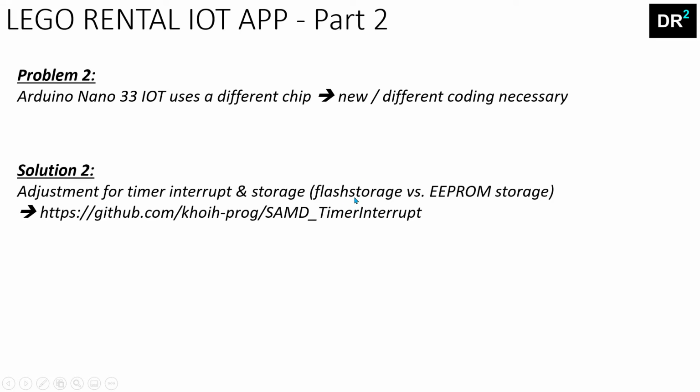And here we use a flash storage instead of this EEPROM. And the timer interrupt is different. And what I used is here an example from GitHub that calculates the rotation per minute, basically. And I adjusted that for my example to measure the distance and the kilometers.